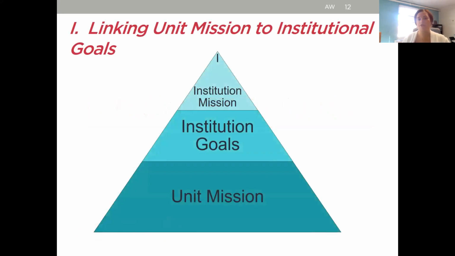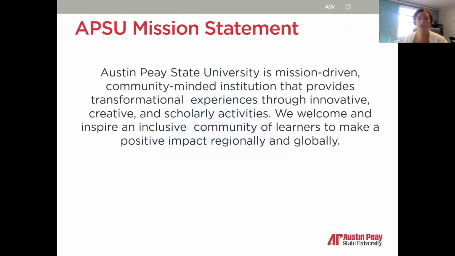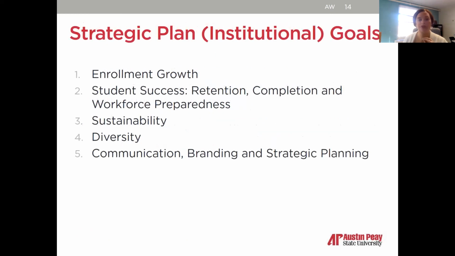So the unit mission sort of fits into the institution mission and our strategic planning goals, which are kind of TBD at the moment. But we do have the new APSU mission. So make sure you check that out and think about how your unit mission aligns with that as well. Strategic plan goals, those might be developing, but these are sort of the basic buckets for the moment. And you want to think about those as you articulate your mission.